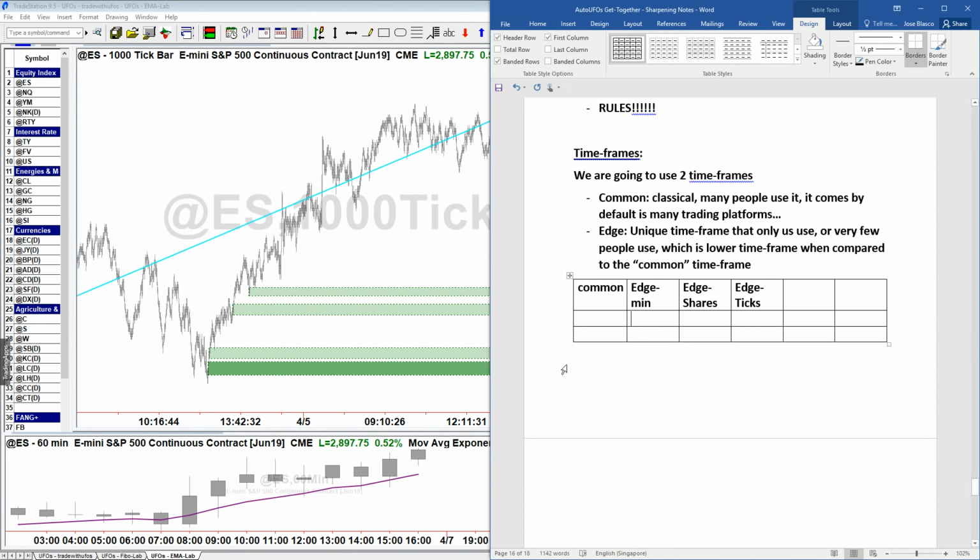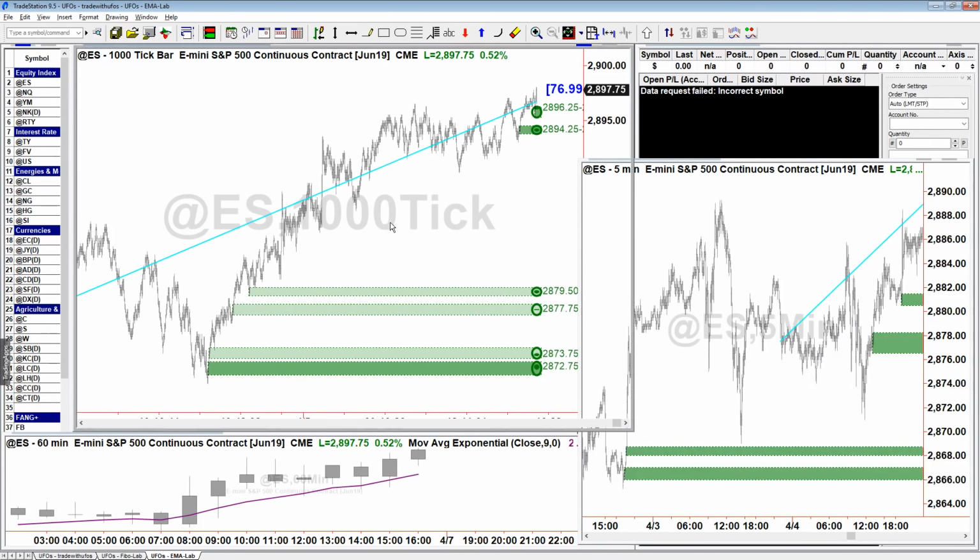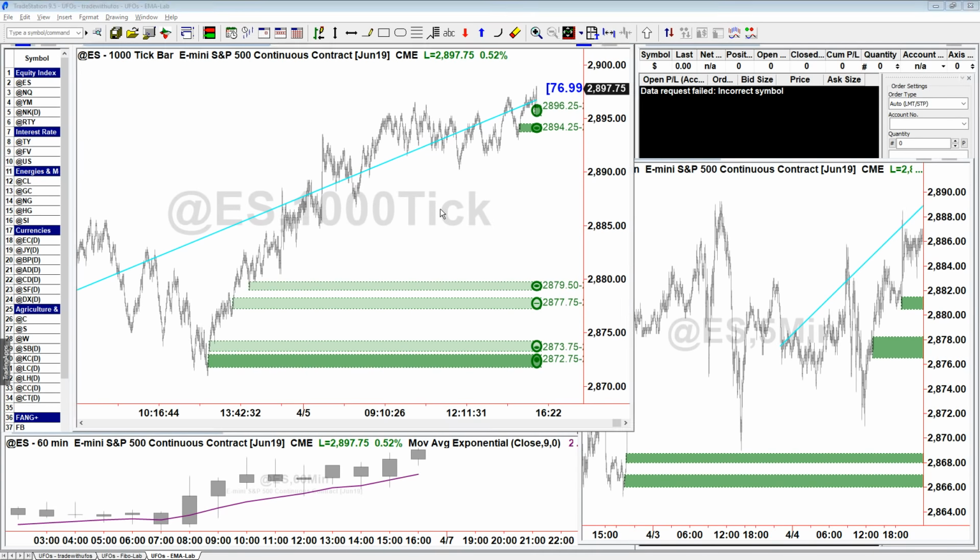Okay, so let's begin with common time frames. We're going to be using the classical ones, and I would not recommend going below 15. Even if you are super experienced and super fast with the computer, maybe you could use the 5, and then for your edge minute you can do the 1. But I'm going to skip it, and this is why.